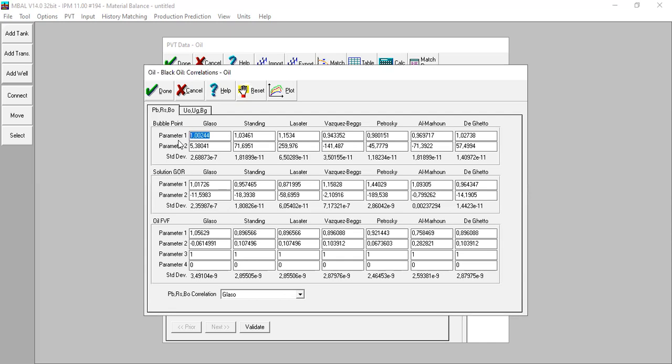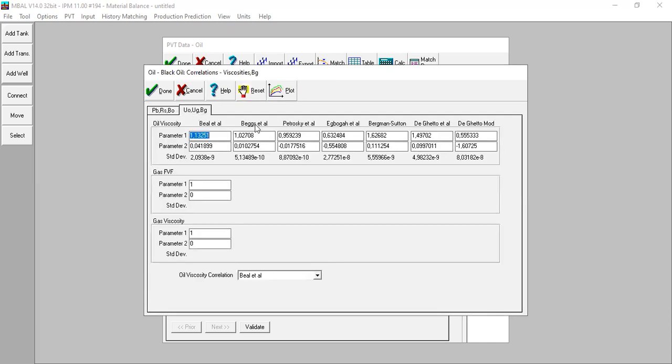And then for the oil viscosity, let's check. I think Beggs et al. is the best, closest to 1 for parameter 1, and for parameter 2, closest to 0. This Beggs et al. also has a small standard deviation, minus 10. So you can compare with other correlations.